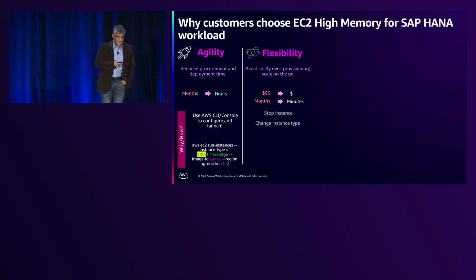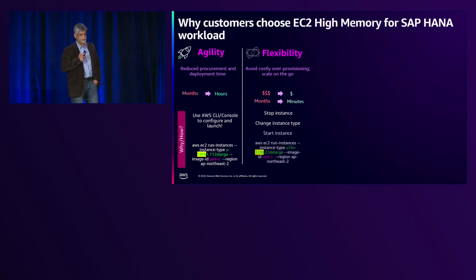That is exactly what we do on EC2 high memory instances. You start with the size that you need today, and upgrade to the instance size that you need in future when you need it. The act of upgrading an instance size is all about you stop your instance, you reconfigure the instance, and then start it.